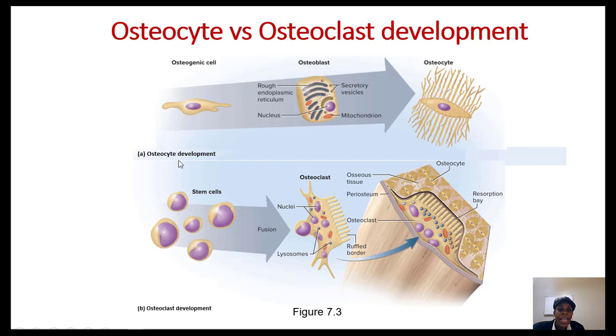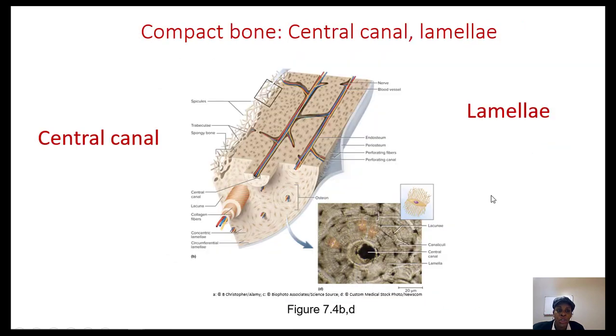The osteocytes are just osteogenic cells that develop into osteoblasts and into osteocytes. You see all the branches here. But the osteoclast develops from a stem cell, many of them fuse, and then they eventually secrete a lot of lysosomes to dissolve the bone to release minerals from the bone into the blood.